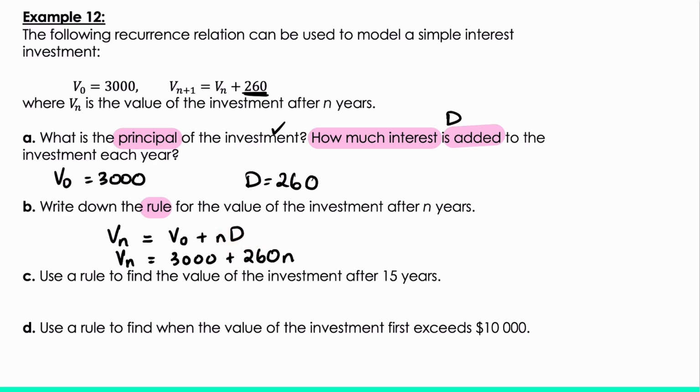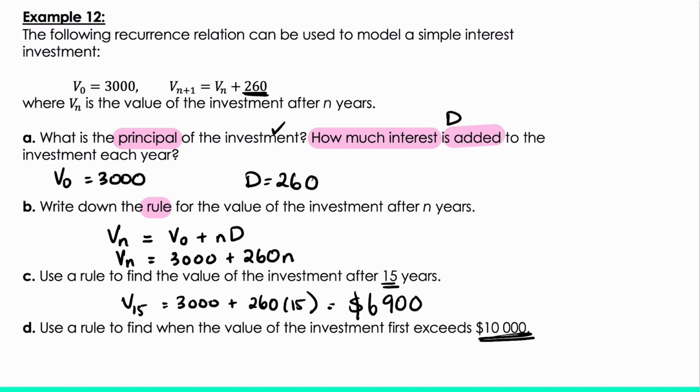So part C says use a rule to find the value of the investment after 15 years. So V15 will be equal to 3000 plus 260 times 15. We'll have to do that on the calculator. So that will be 6,900.